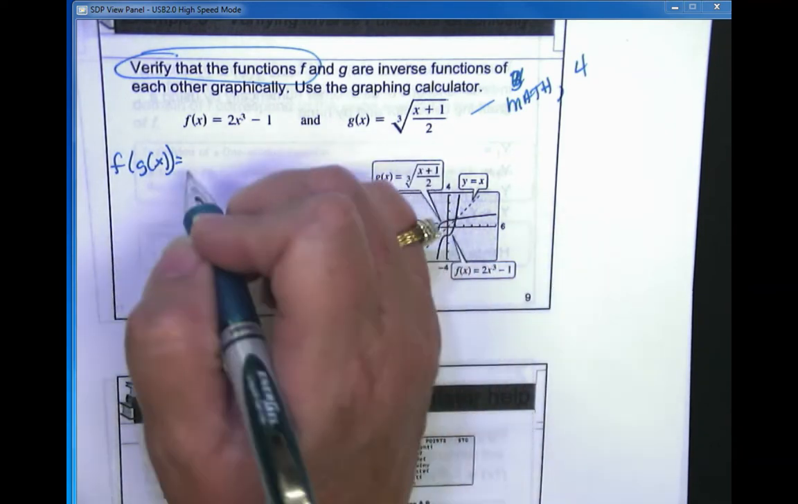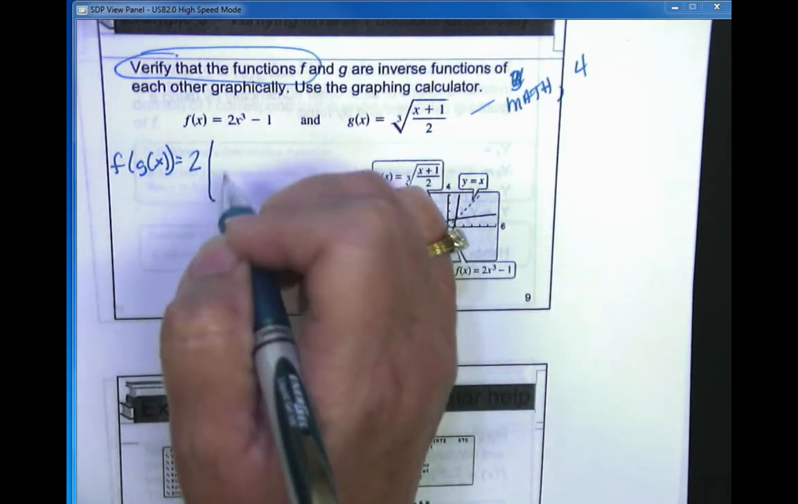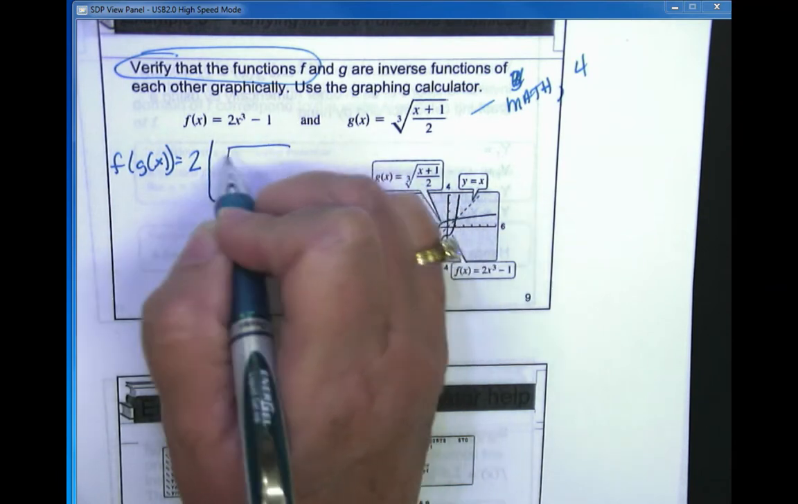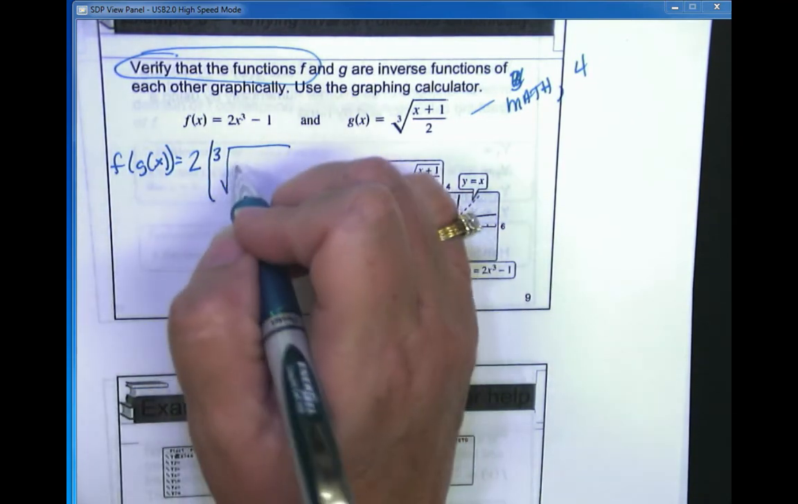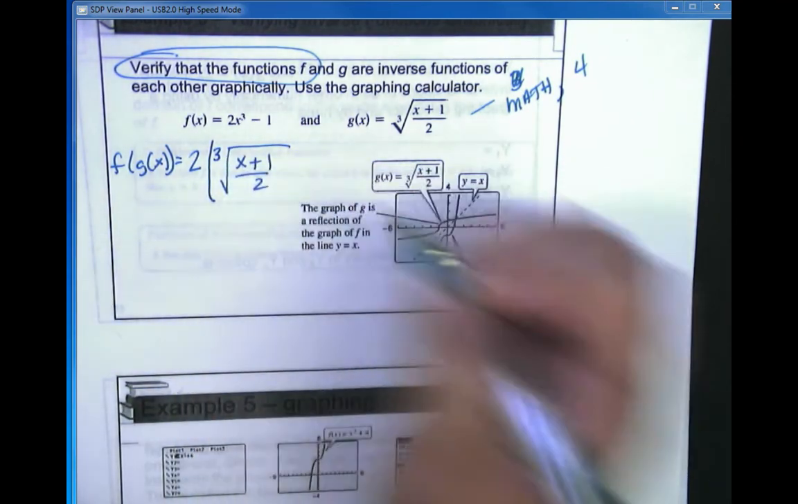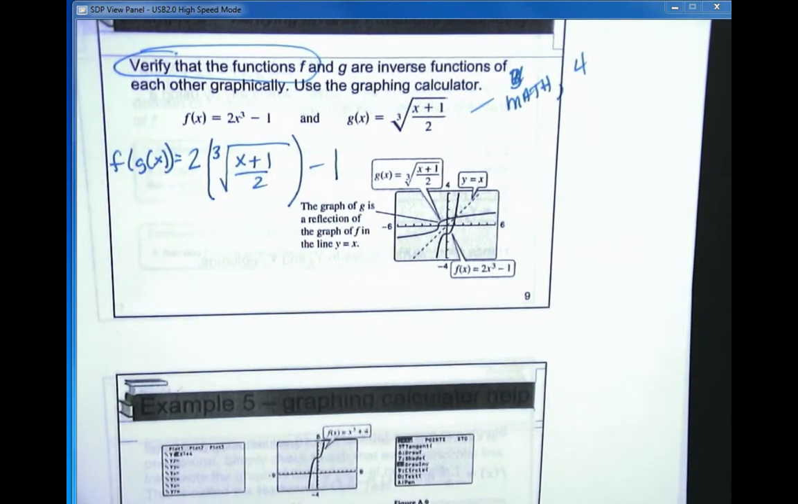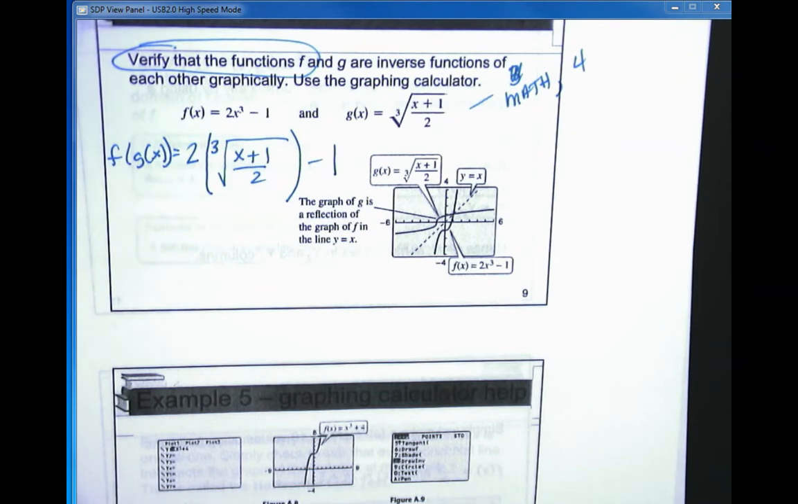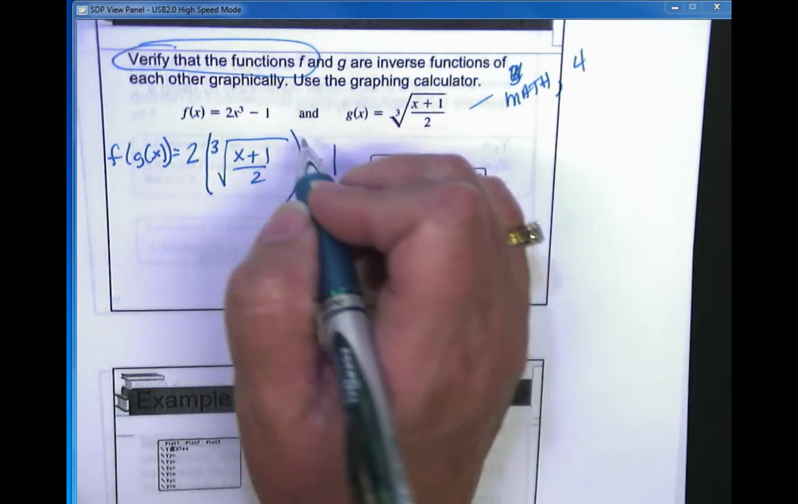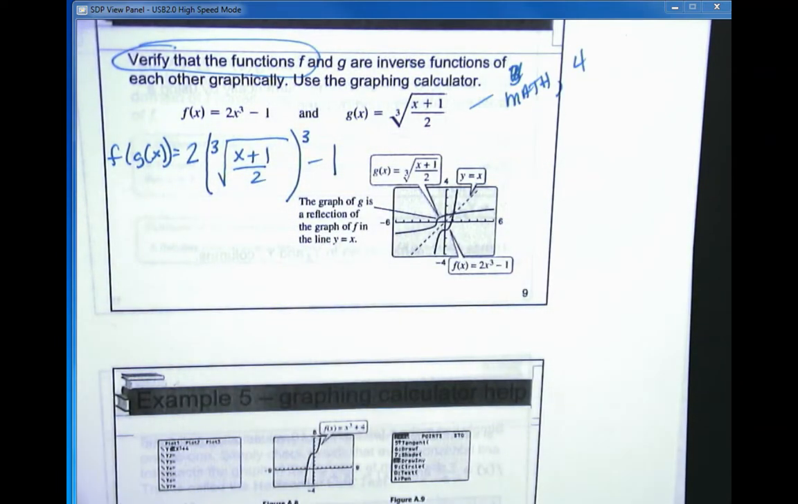So I'm going to go 2, and then here we come. Big O cube root. X plus 1 divided by 2. Close that up, minus 1. Now, this comes straight out of order of operations. So, and we got to cube that, right? Sorry, I forgot my cube. So we have to kind of know how things undo. They're going to just undo themselves. They're just going to unwrap.